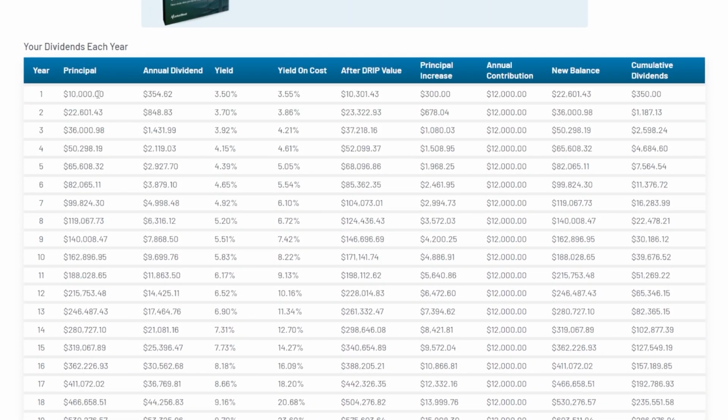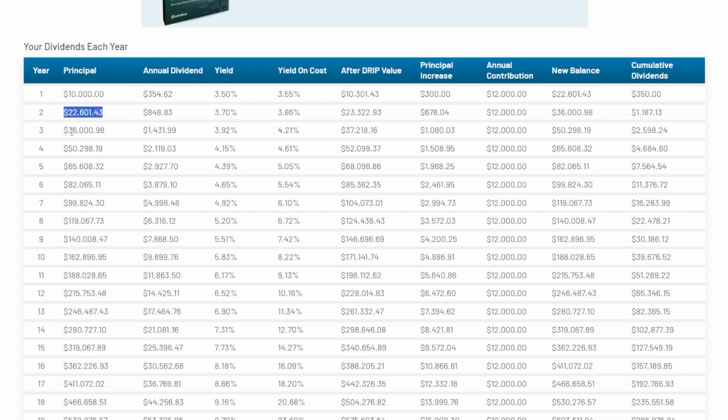And again, this is going to change depending on if you're investing into specific stocks or ETFs, or maybe you have a mix of different stocks or ETFs, but either way, it gives you a nice estimation of what things could look like down the road. So it shows you year number one, your $10,000 principal is going to earn you roughly $354 in dividends. The yield currently is going to be 3.5%. Your yield on cost is going to be 3.55%. Your after DRIP value after the taxes is going to be $10,300. Your principal increase will be $300. Your annual contribution will be $12,000. Your new balance after that massive annual contribution will be $22,601, which brings us into year number two.